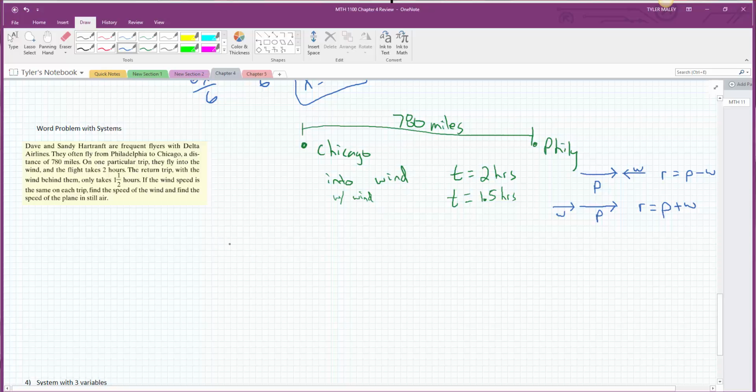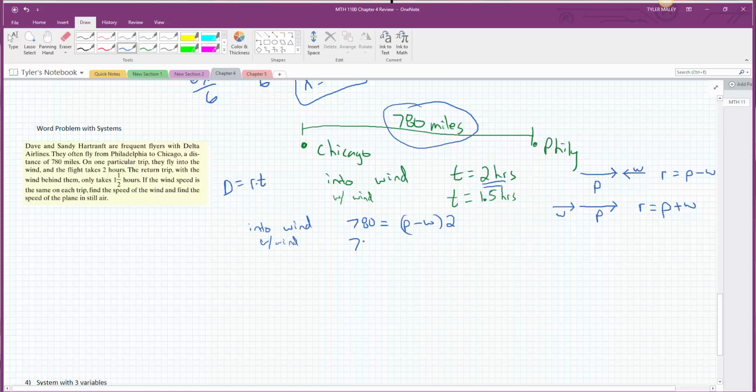So now we can make some equations with this. So into the wind, I'm going to use distance equals rate times time. So when I go into the wind, my distance is 780 miles, because that's the same both there and back, and my rate is p minus w, and my time was 2 hours, so we'll just say times 2. And then when we go with the wind, my distance is still 780. My rate is p plus w, and my time is 1.5. So this is my system.